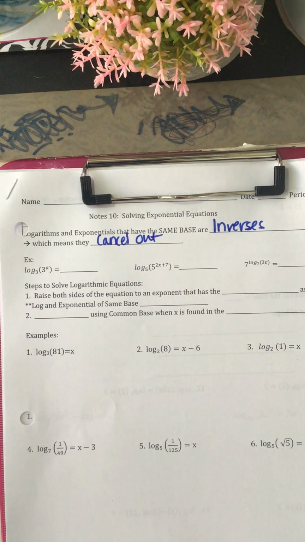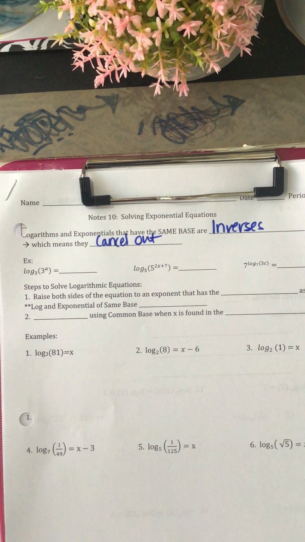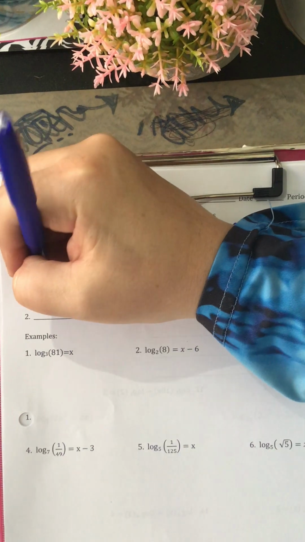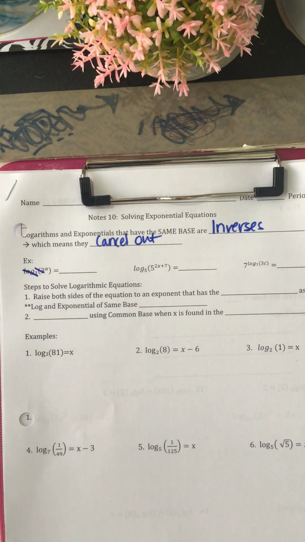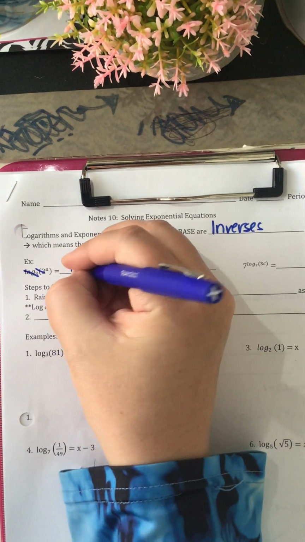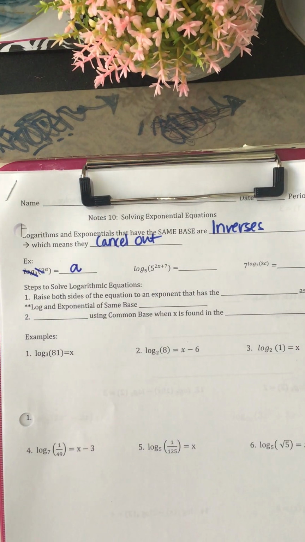Okay, so here's what that means. If I'm looking at that first example, I have a log with a little 3, but then I also have a big 3 on an exponential. Those cross out, you just keep the A. So, whoosh, whoosh, cross them out, and you would just keep the A. But the reason that works is because the number matches. The little number and the big number have to be the same.